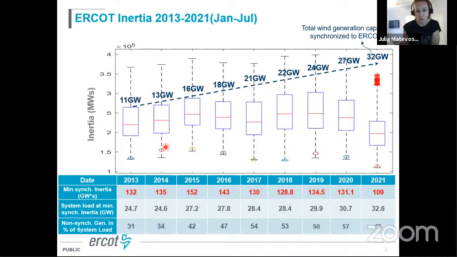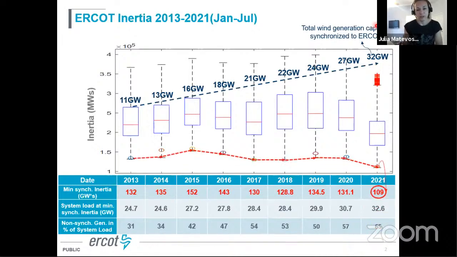Why am I only talking about wind generation here? Because in our system, the main concern with inertia happens at nighttime when load is low and wind generation is high. So our wind generation peaks at nighttime in spring and in autumn months. In blue here, you can see how much wind generation we had at the end of each year. It puts things into perspective, and you see that we added about 20 gigawatts of wind generation from 2013 through 2021. This data set ends in July for 2021.